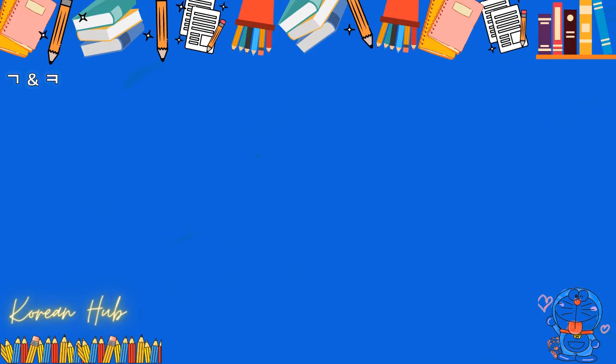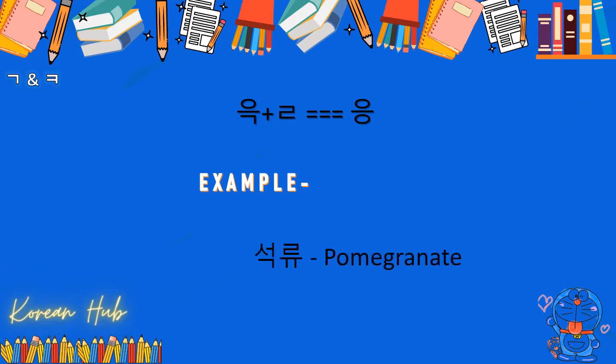When Giyok consonant from the last place of the first character combines with Leo consonant from the first place of the next character, then the combination produces ung sound. For example, 석류.